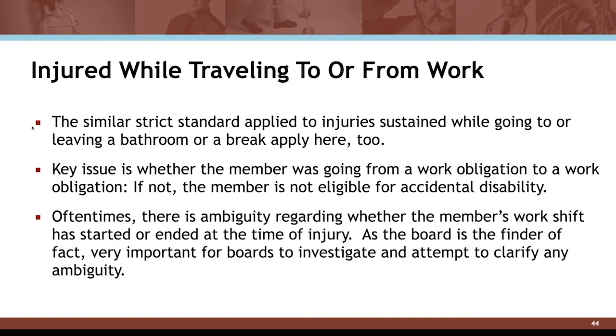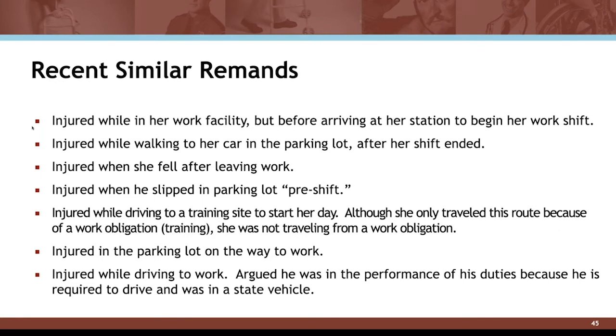Over the last few years, I think it's the last 2 years, we've received probably a dozen applications that involve this situation. Next slide, please, Natasha. The first bullet point, a woman was injured while she was in her work facility, but before she arrived at her station to begin her work shift.